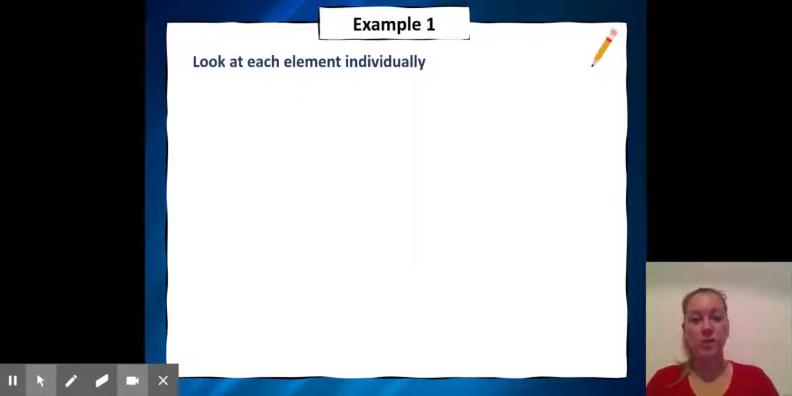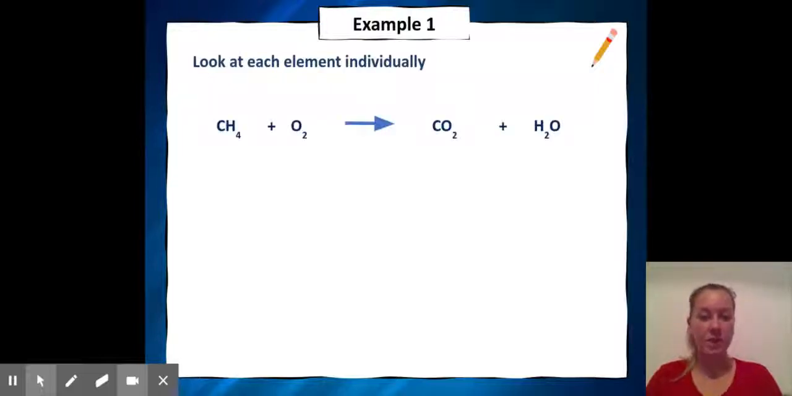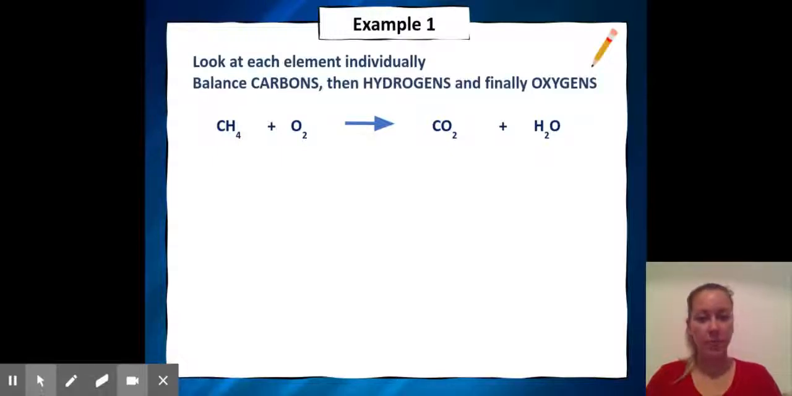So, first example, we're going to look at each element individually. Here is our equation. We have CH4, which is methane. This is a combustion reaction, reacting with oxygen, O2, to give carbon dioxide and water. We have to balance our carbons, then our hydrogens, and finally our oxygens. So it's really helpful to write CHO in the middle, CHO.